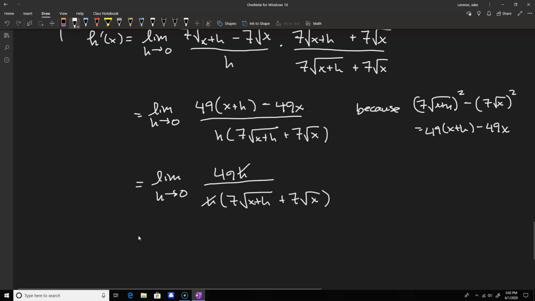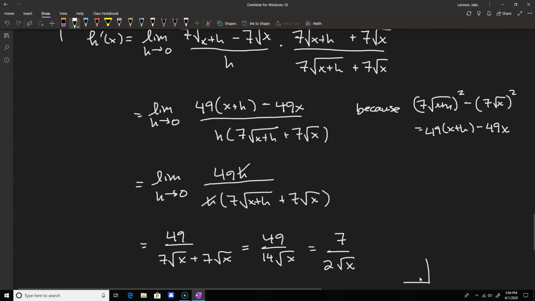And what happens? Well, this is 49 over 7 square root x plus 0, which is x, plus 7 square root x, which is 49 over 14 square root x. Both of those have a common factor of 7, so this will reduce to 7 over 2 square root x, and that is the derivative of 7 square root x.